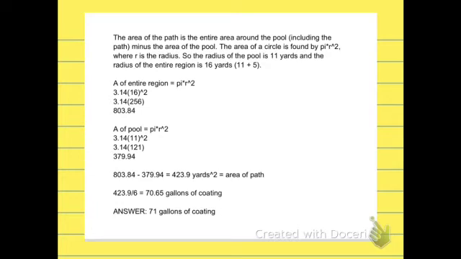So that number is divided by 6 and you get 70.65 gallons of coating. And then you just round it up and you get 71 gallons of coating as your final answer.